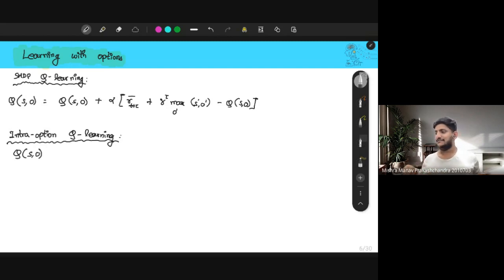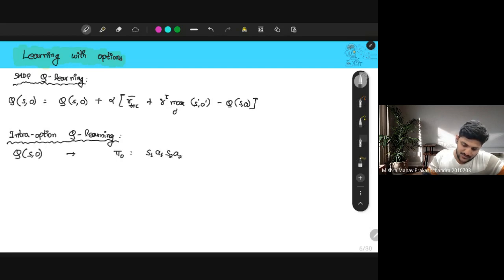Okay. So typically whenever I solve for the option, or whenever I compute Q of S comma O, what I typically get is an encapsulated policy, pi naught, which is S1, A1, S2, A2, dot till Sn, An. So basically I get a set of policies, a policy while I'm staying within that particular option. Now turns out I can also update for each state action pair present inside the option. Hence, we have the name intra option Q learning, right?